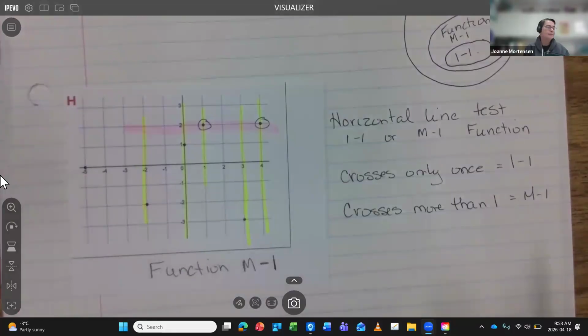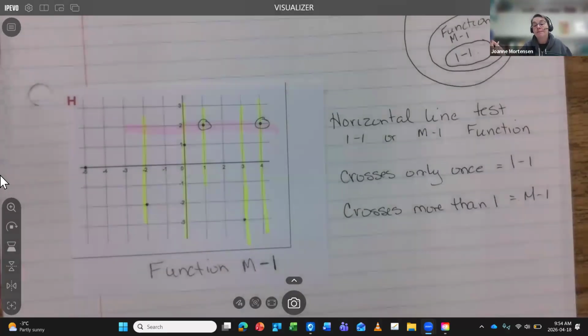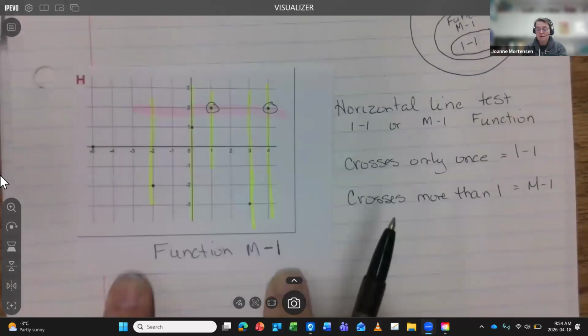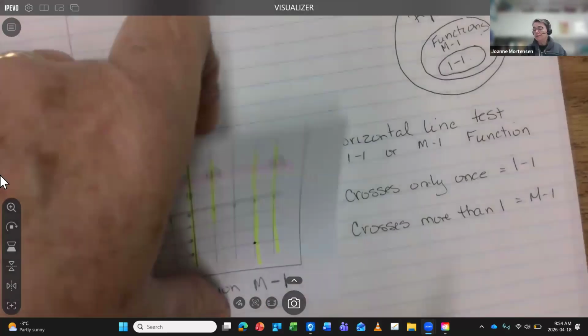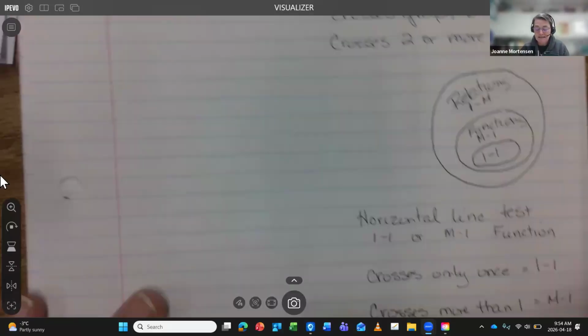Sorry, hold on. A smoothie is starting to solidify. Okay. That's it. That's how you find one-to-one and many-to-one relations and functions. The cool thing is what we just learned here we can apply to any funky graph that I want to give you.